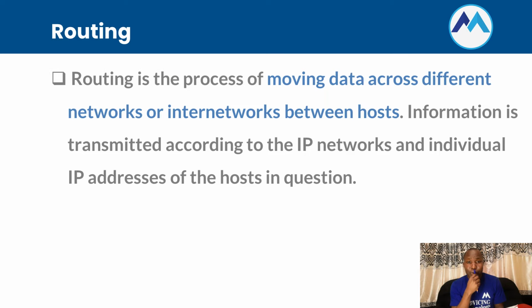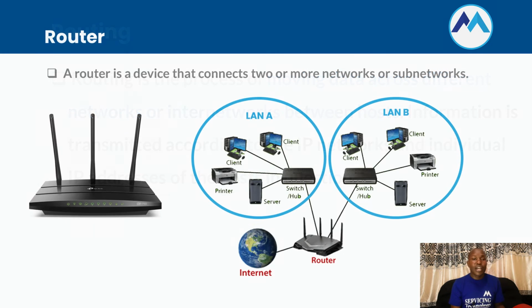Routing is the process of moving data across different networks or internetworks between hosts. Information is transmitted according to the IP networks and individual IP addresses of the host in question. Guys, a router is a device that connects two or more networks. It serves two primary functions.